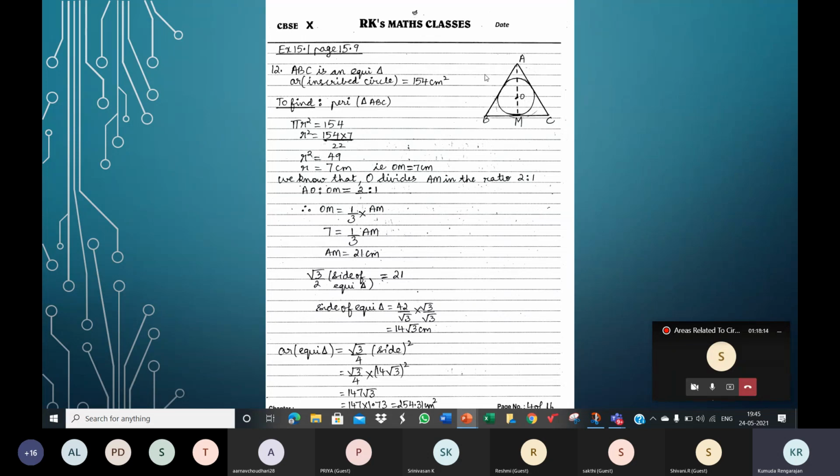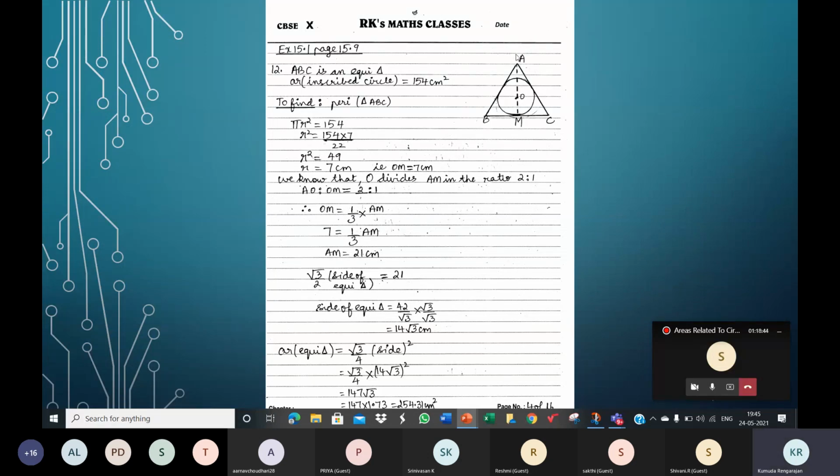See here, now let me draw. Now you can see one altitude AM. Now say another altitude from B, BN, and CP: AM, BN, and CP. Now in an equilateral triangle, AM, BN, and CP, the altitudes, they'll go through the same point, and that point is called the orthocenter.